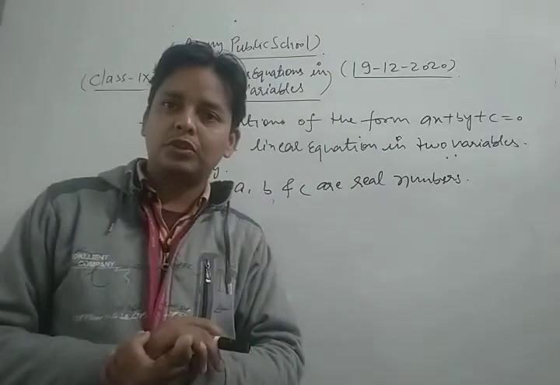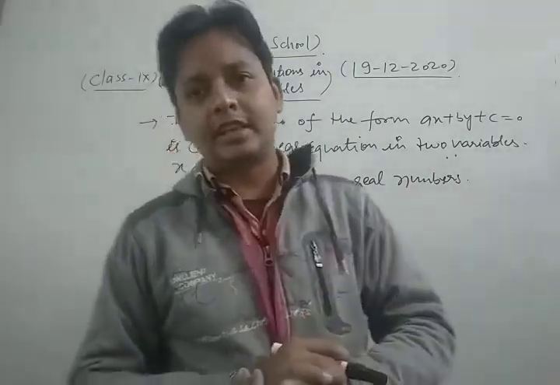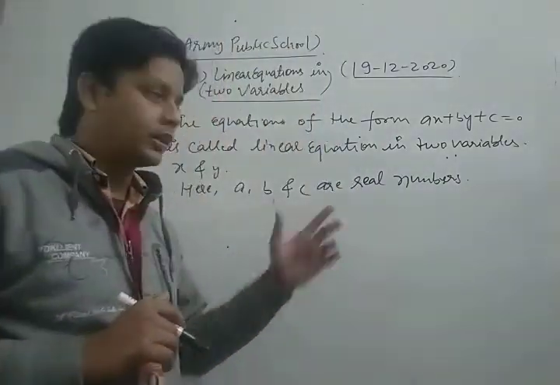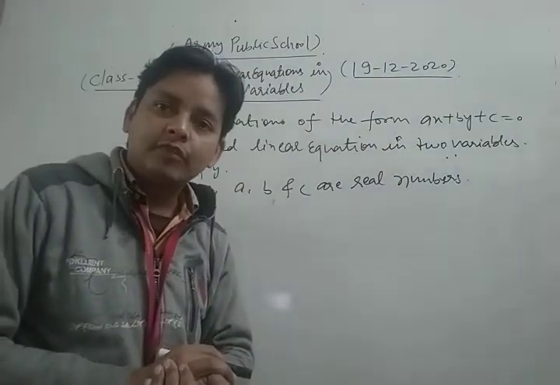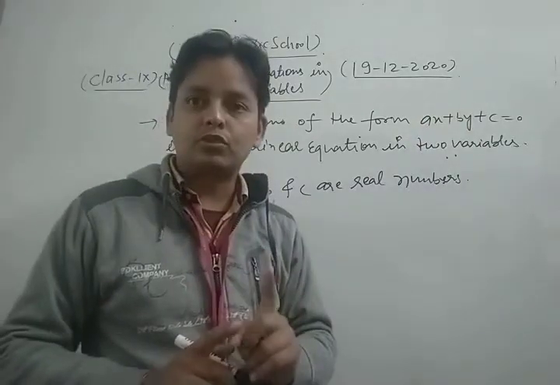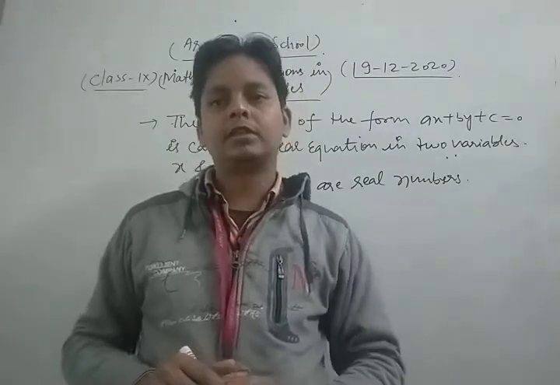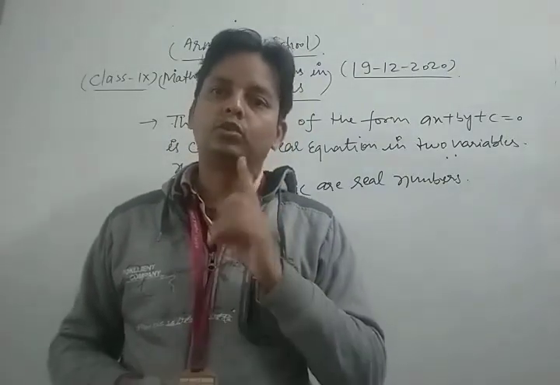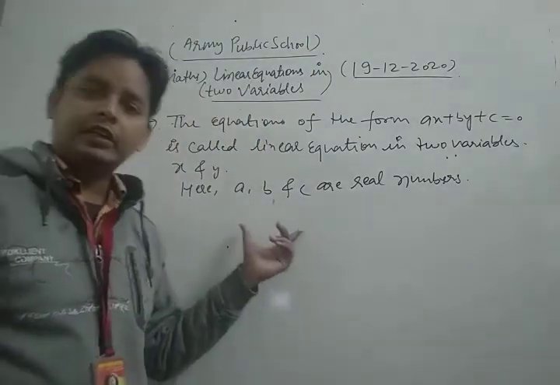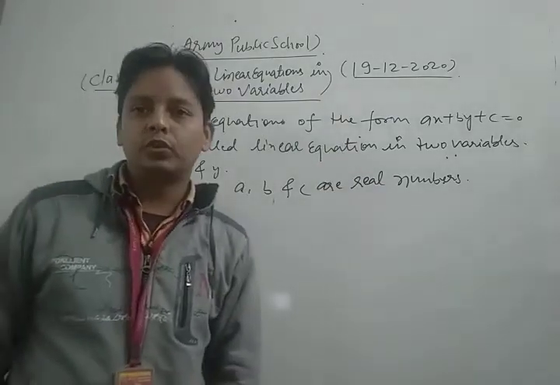Thus, in this way, we can say that the equation of the form ax plus by plus c is equal to 0 is known as a linear equation in two variables, where a, b and c are real numbers. So this is the concept of a linear equation. Why is it said to be linear? Because the highest power of the variable is 1. So in any linear equation in one or two variables, the highest power of the variable is 1, so it is said to be a linear equation. Thus we have clarified the concept of linear equations in two variables.